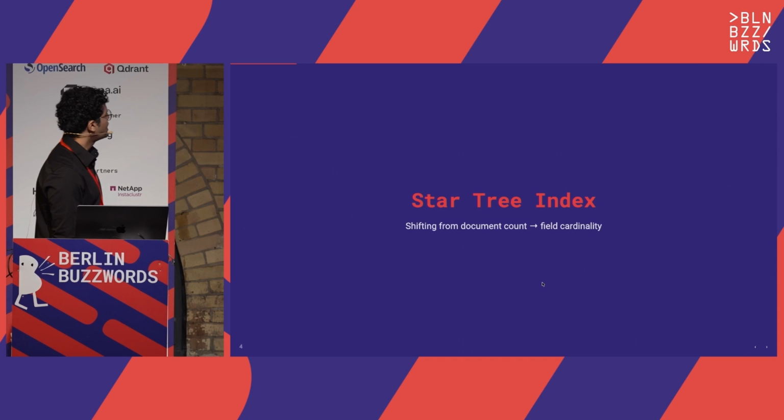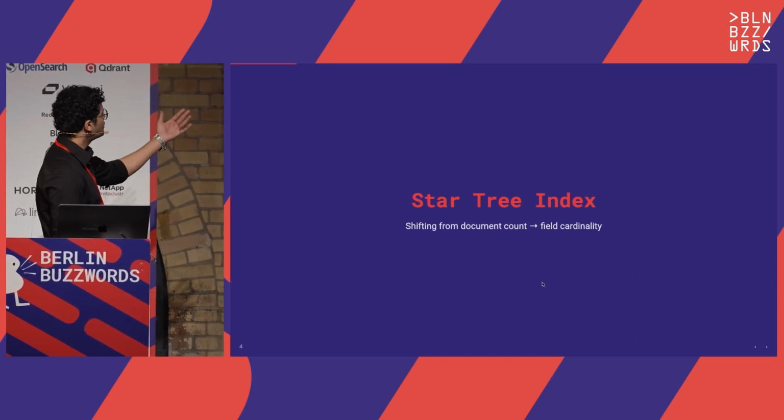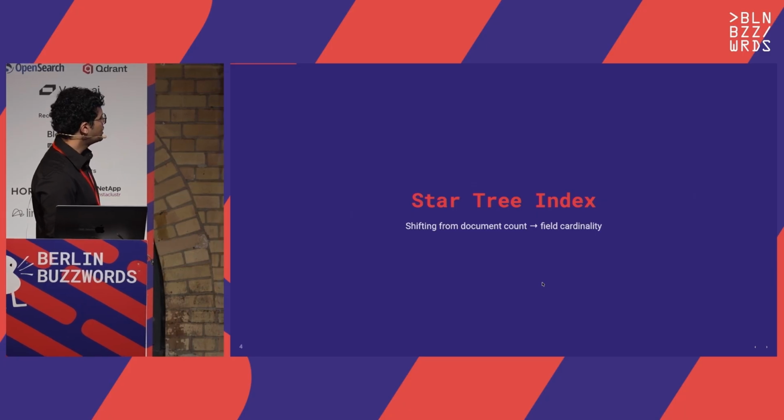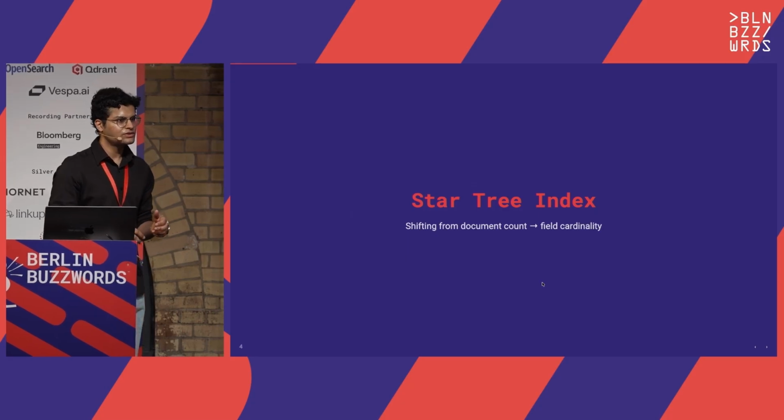And that is the star tree index. The main idea here is that we want to shift the performance from document count to field cardinality. So how many unique values do your dimensions have? That is what should determine the speed, not the total document count.